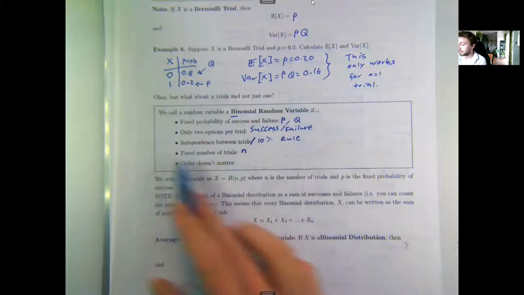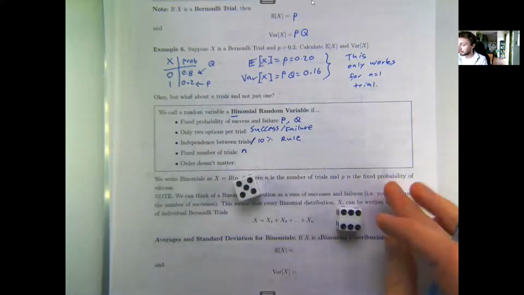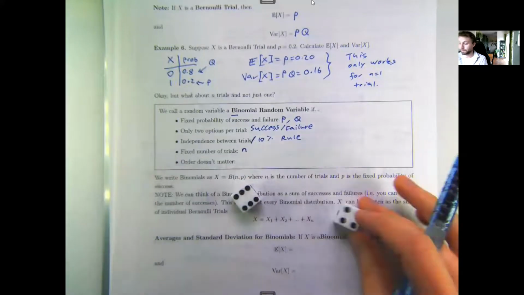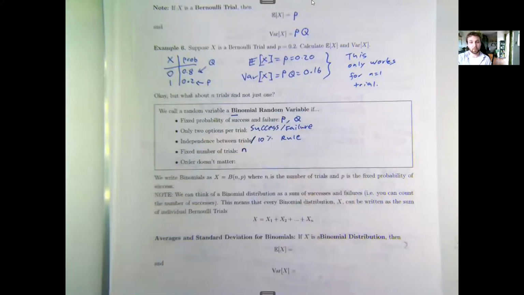When I'm dealing with these, I don't care if that win is the first win or the last win. When I'm rolling the 2 dice here, if I want a 6, I don't care if I get a 6 on the second die or if I get a 6 on the first die. I'm just trying to get the outcome 6. So if you have all of these things, we consider it to be binomial.